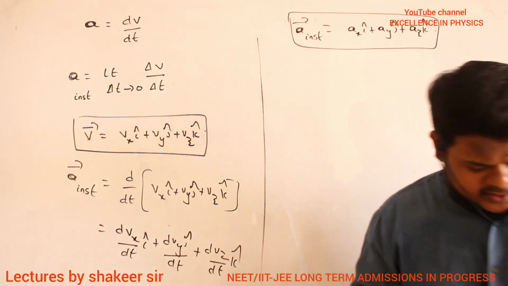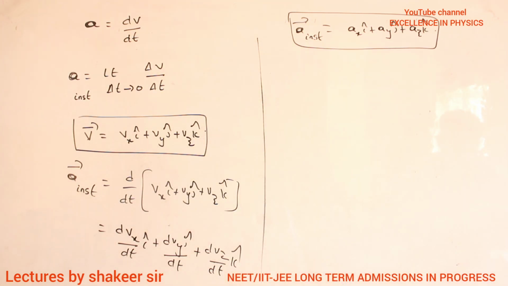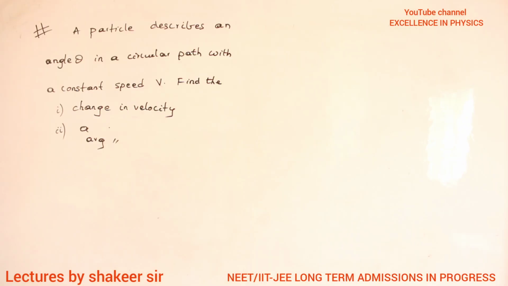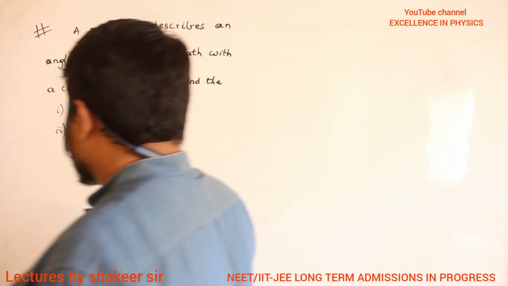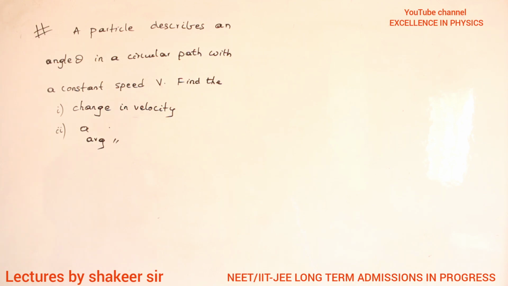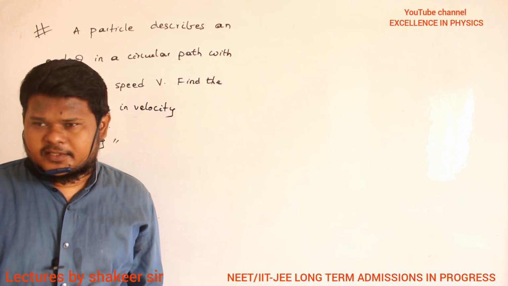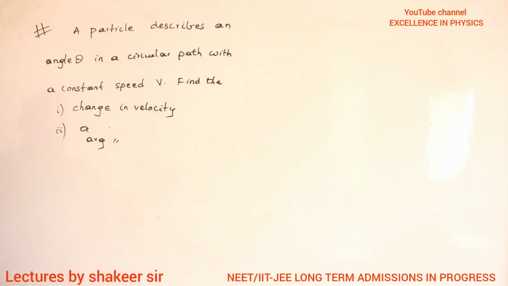Come on. Make a note up to here, then I will give you one question. Try to answer that particular question. See this given question. A particle describes an angle theta in a circular path with a constant speed v. So find the change in velocity and average acceleration. These are the two values you are supposed to calculate.